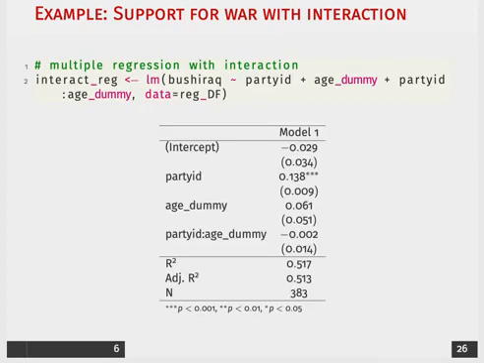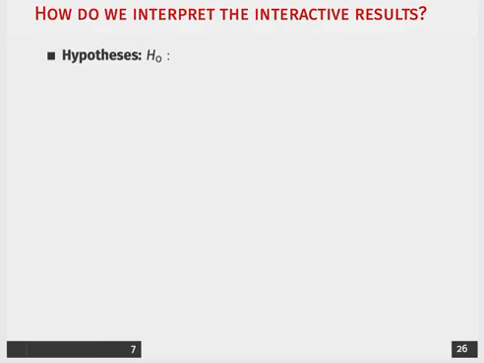So when we fit our regression, we get our estimated coefficients, and we need to think about how to make sense of whether or not there's an interactive relationship between party ID and age dummy. The first thing we're going to do is set up a null hypothesis test. What would be a natural null hypothesis to check for an interactive relationship between party ID and age? We can say that beta 3 is equal to 0 as our null hypothesis. Therefore, our alternative would be that there is a positive or negative linear interactive effect between these two variables.